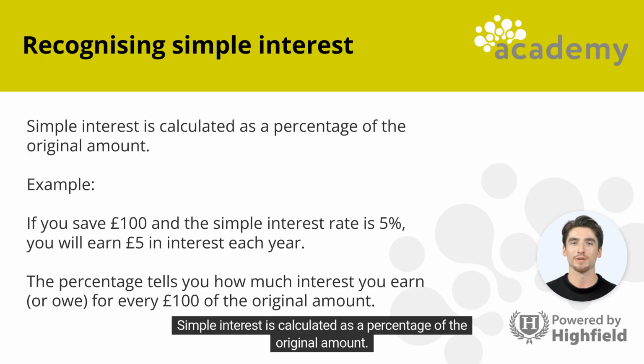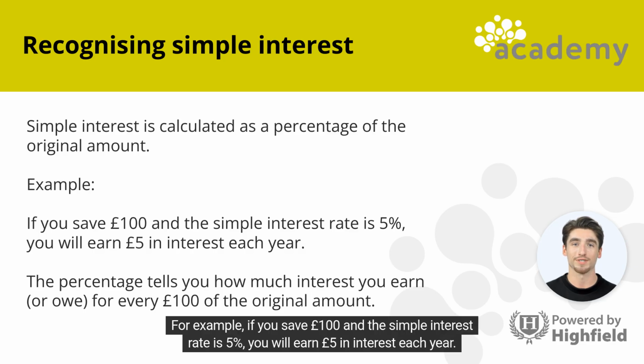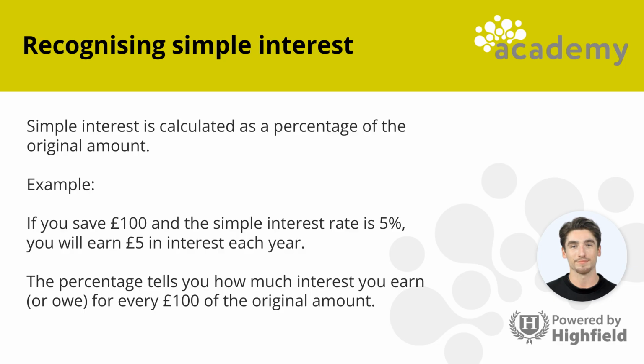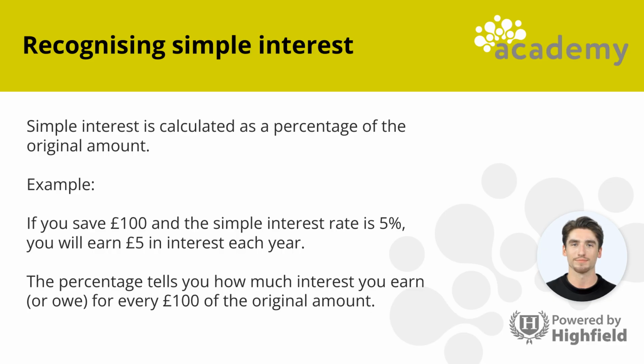Simple interest is calculated as a percentage of the original amount. For example, if you save £100 and the simple interest rate is 5%, you will earn £5 in interest each year. The percentage tells you how much interest you earn or owe for every £100 of the original amount.